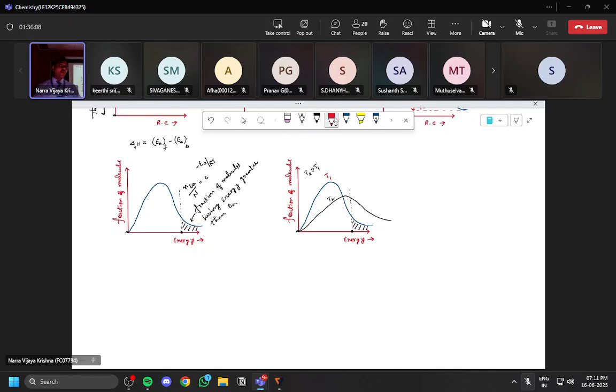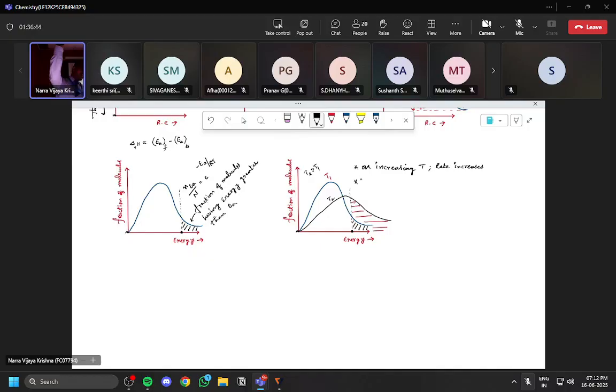Now what happens to the fraction of molecules which can convert into products? Enhanced. Right? That means on increasing temperature, what happens to the rate of reaction? Just now we have seen that on increasing temperature, the rate of reaction increases because the number of molecules having energy greater than this increased. That only we wrote in mathematical form also.